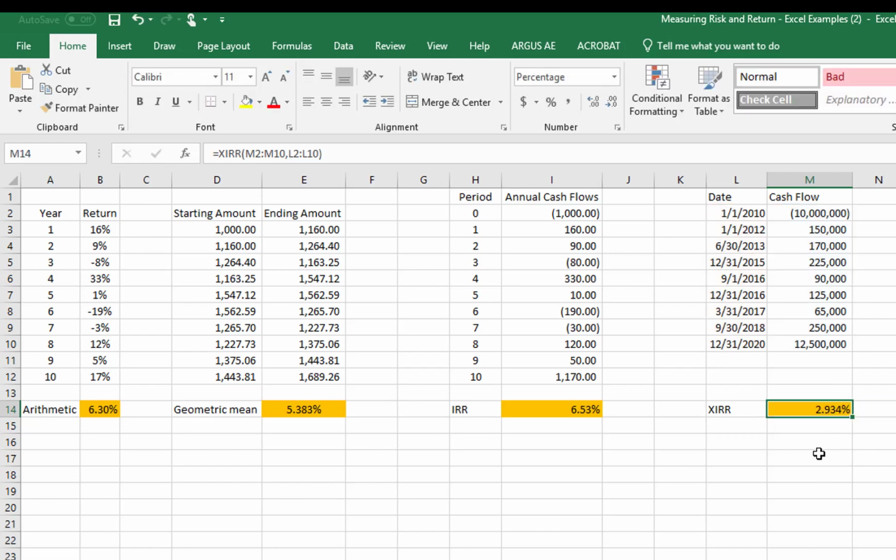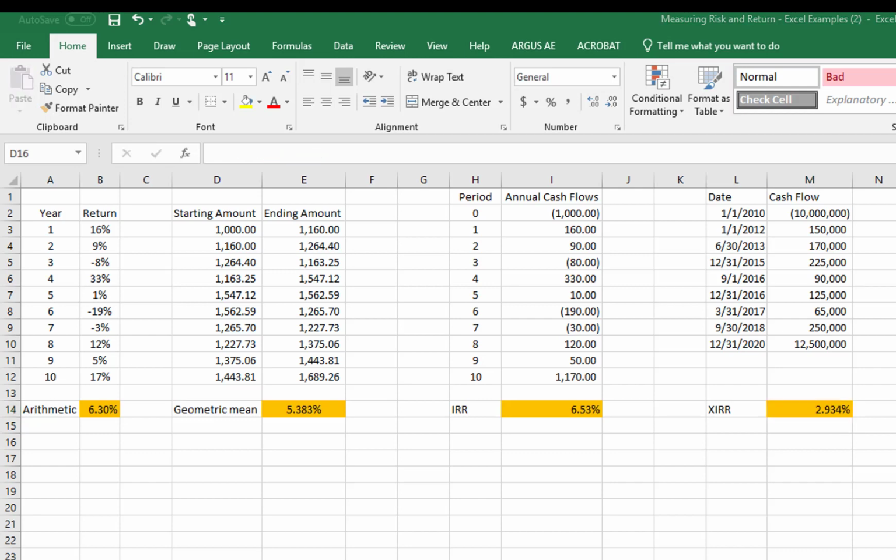And the interpretation of the XIRR is important. This is going to be an annual rate of return. Even though we've got different periods, different intervals, this is going to be a geometric average rate of return. So just like we calculated over here, Excel does that for us with these dates, and we've got 2.934%.